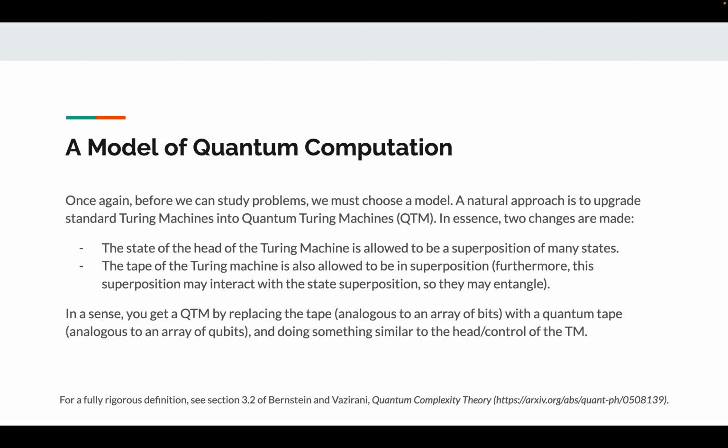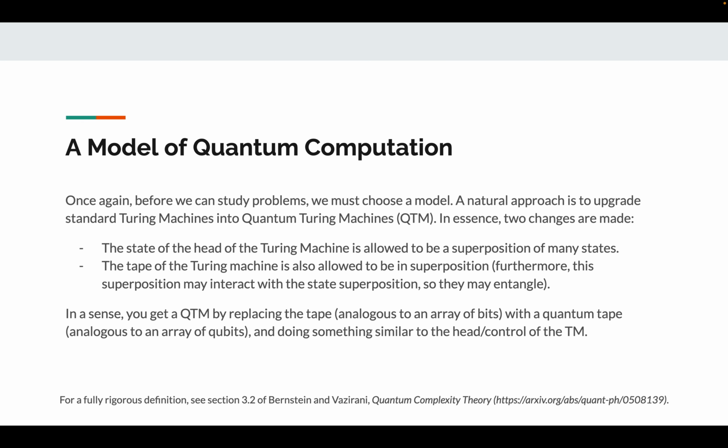So first you need to specify a model. And a natural thing to try to do here is to take your standard Turing machine and upgrade it into a quantum Turing machine. And you can kind of imagine how that would work, right? A normal computer uses bits, a quantum computer uses qubits. So the idea here is we're going to take the tape of the Turing machine and replace it with a tape that's allowed to be in superposition. So it feels like it's made out of qubits in some sense.